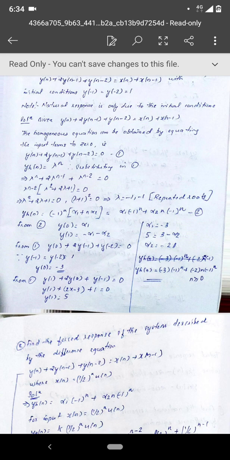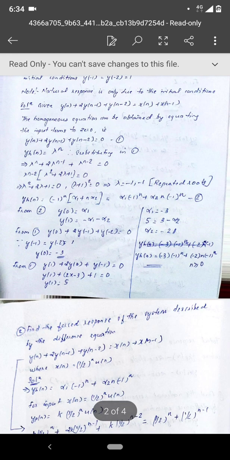That is why it is taken as yh of n, and we try a solution, that is lambda raised to n. That procedure is known to you. Then you'll get the characteristic equation as lambda square plus 2 lambda plus 1 equal to 0. That is, lambda plus 1 the whole square is equal to 0. From that you will get two roots, that is lambda is equal to -1 comma -1. That is, -1 is being repeated.